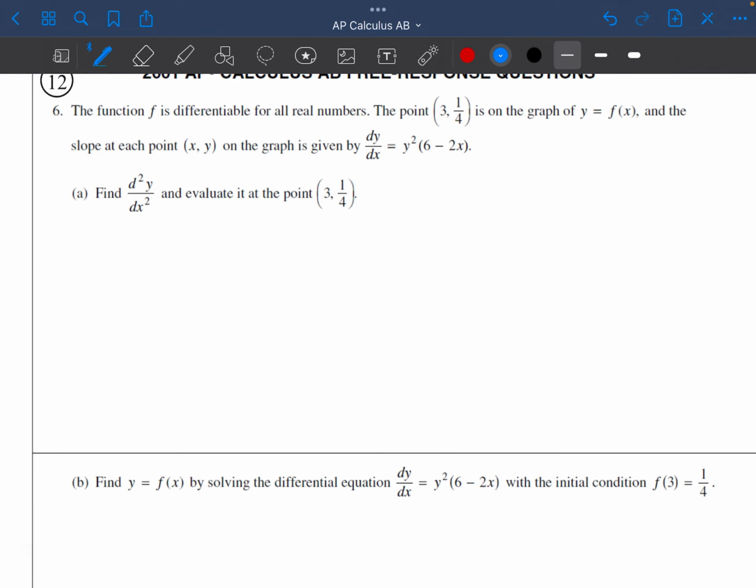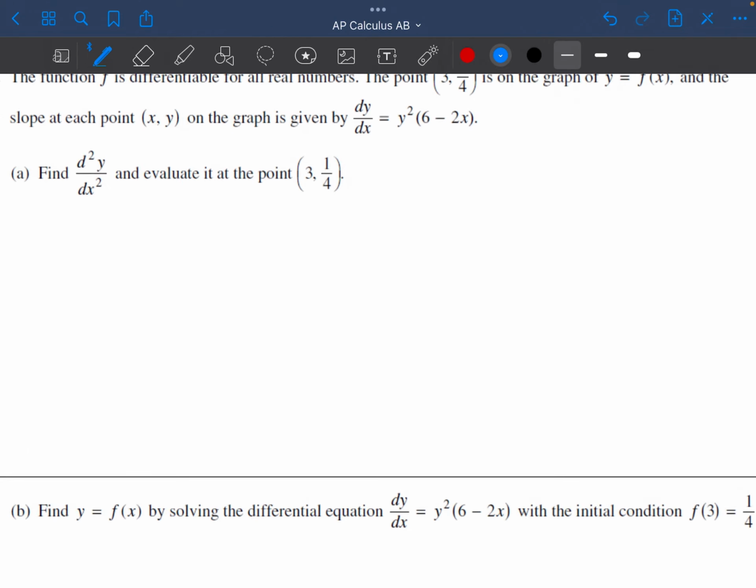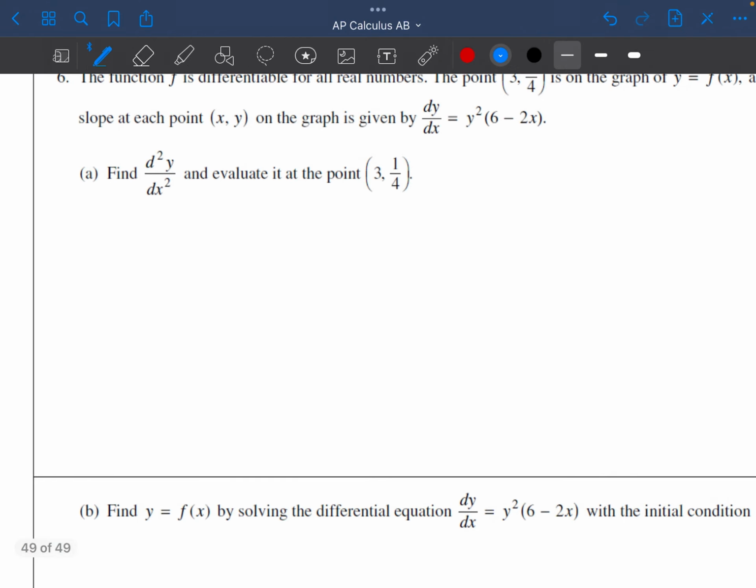So how do we do that? The first thing that we need to know is that if we're looking for the second derivative, we're basically taking the derivative with respect to x, again, of our already dy dx.